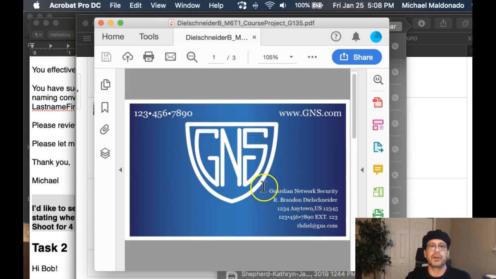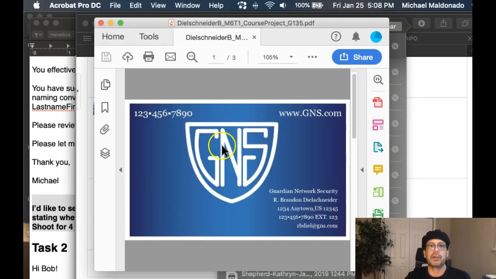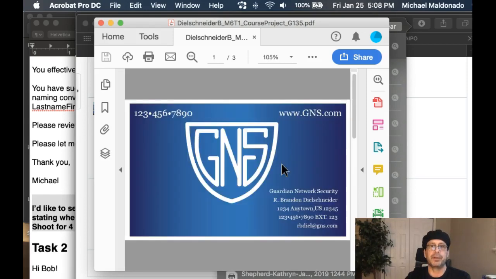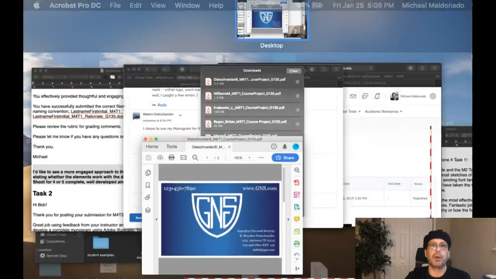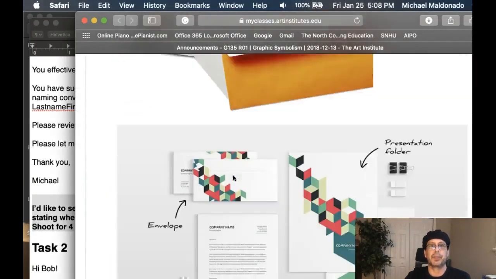Don't forget, you're going to create two more sets of business stationery. This one is for your monogram. You're going to create one for your word mark and one for your logo as well, and that'll wrap it up.